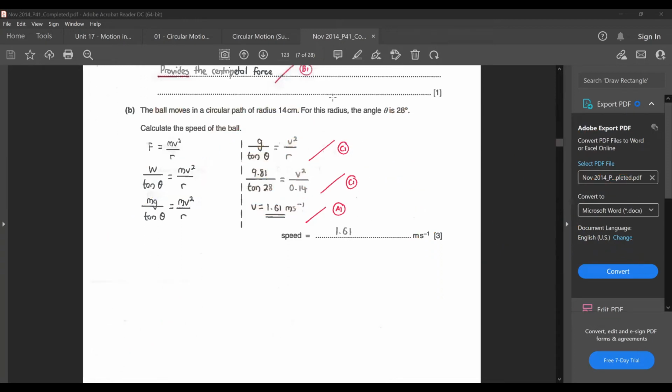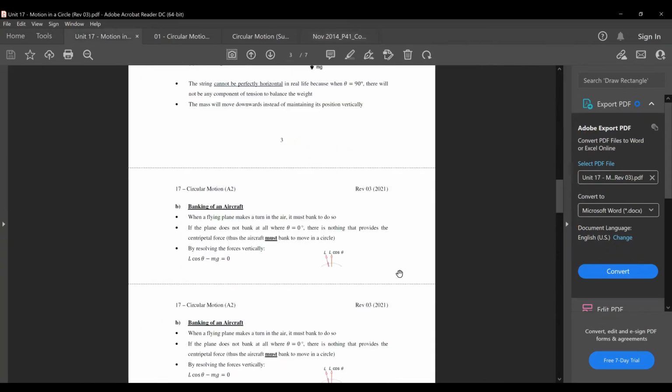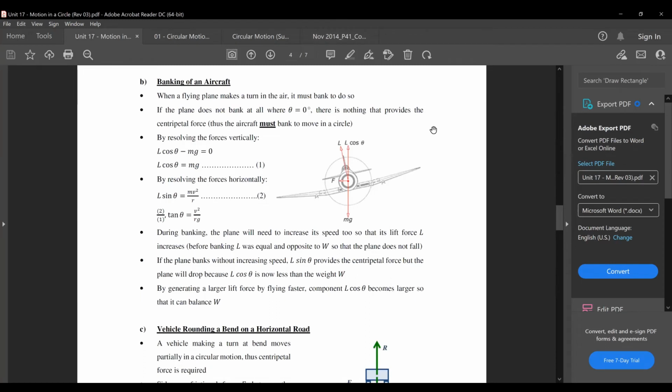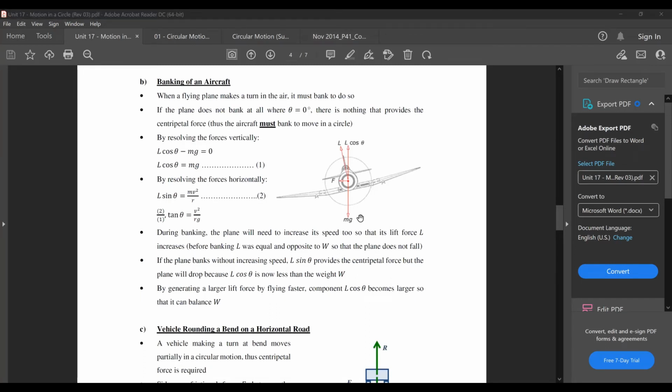Then we move back to the notes, going to some other horizontal circle cases. If you move back to the notes on page 4, there are also other different cases where something moves in a horizontal circle. The first example we did was for a mass being swung in a horizontal circle when it's tied to a string. Now, there are also other things that can move in a horizontal circle, for example, when an aircraft is flying.